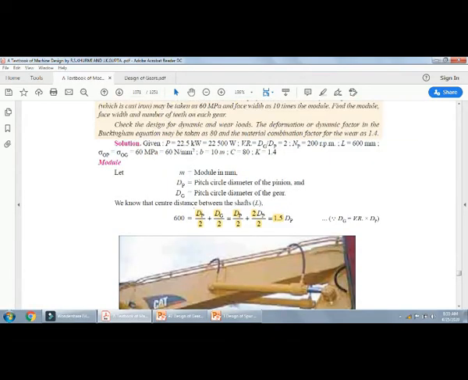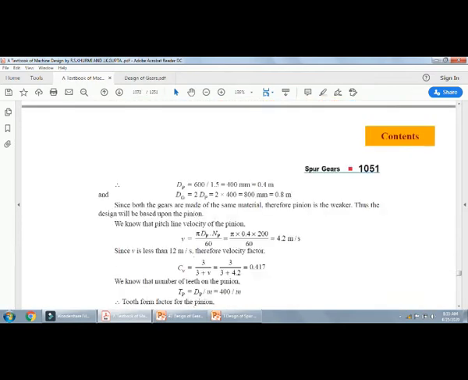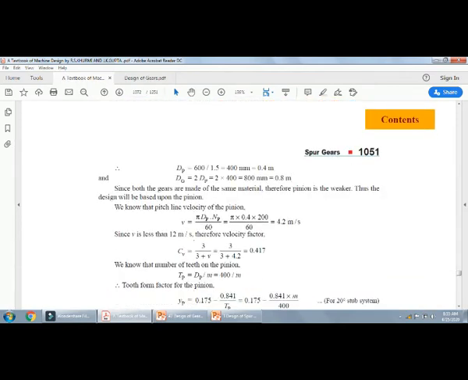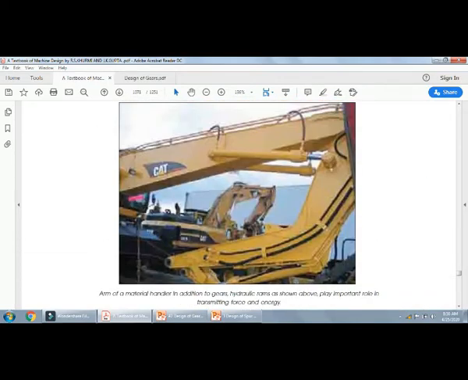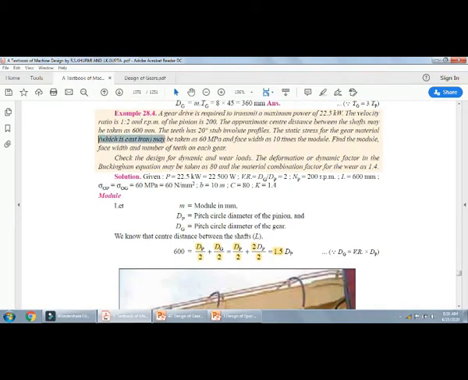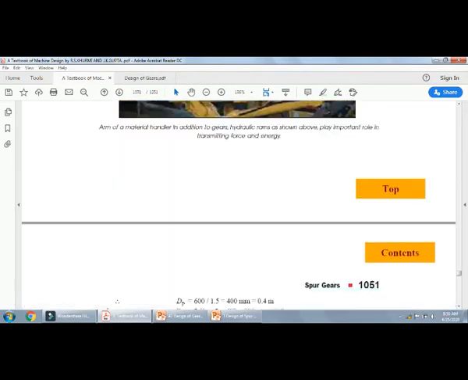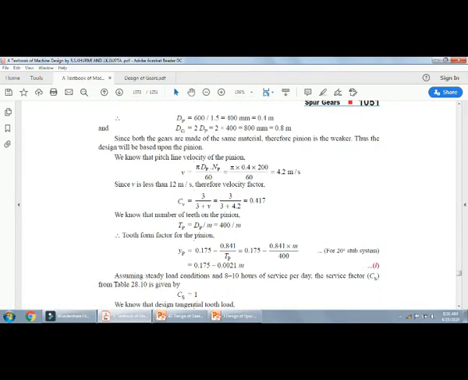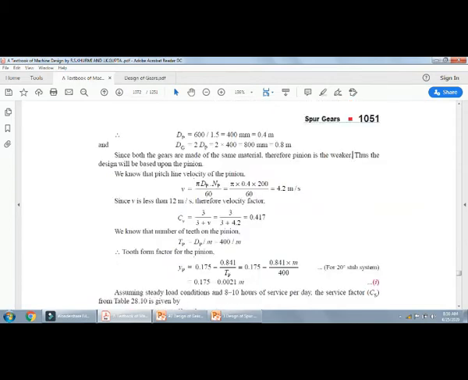So it means we have calculated the pitch circle diameter for the pinion as well as the pitch circle diameter of the gear. So here we may calculate the velocity of the pinion. Now since both the gears are made from the same material, he is saying the material is cast iron. So in this case we may directly say the pinion will be the weaker, because it will have fewer teeth and the diameter will be less. So we will directly pick the pitch line velocity for the pinion, and we will put the value here.